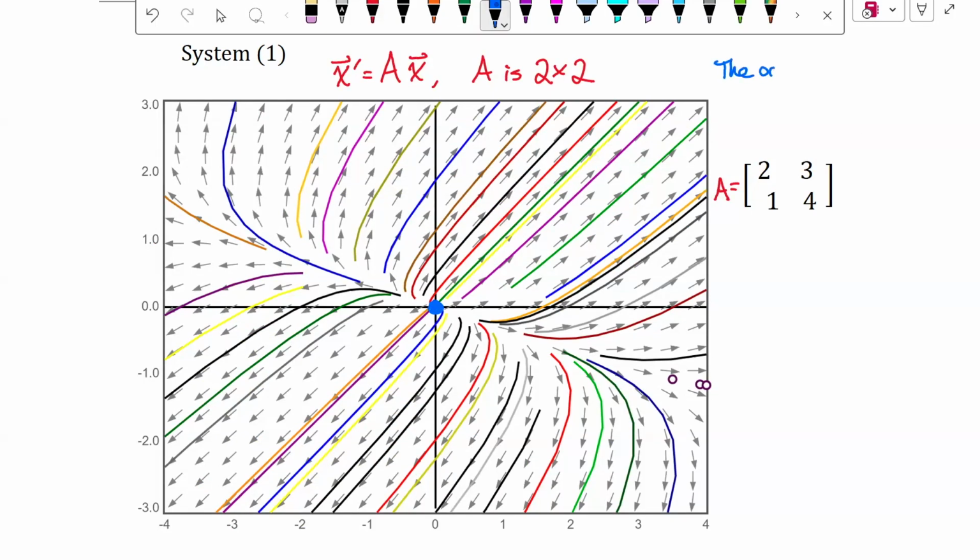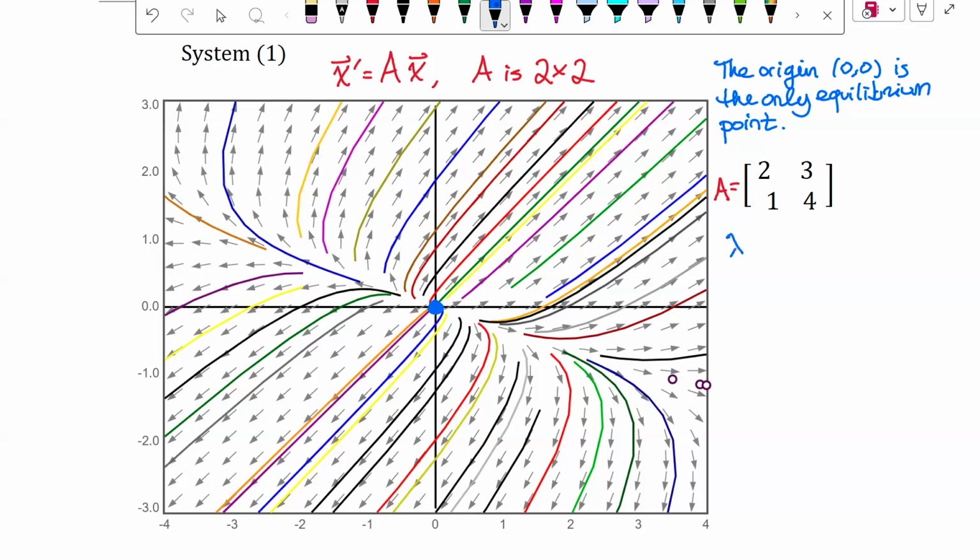And in a system like this, the origin is the only equilibrium point. Our goal is to understand what kind of equilibrium point we have, in particular, whether it is stable or unstable, but also how the solution trajectories are going to behave near that equilibrium point. In order to understand that, we of course have to plot some sample solution trajectories. And in order to do that, we find the eigenvalue-eigenvector pairs of the associated matrix of the ODE.